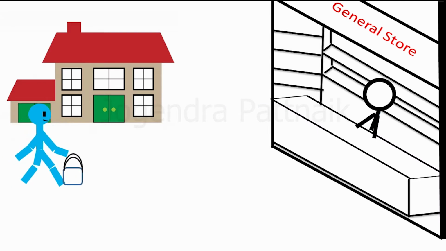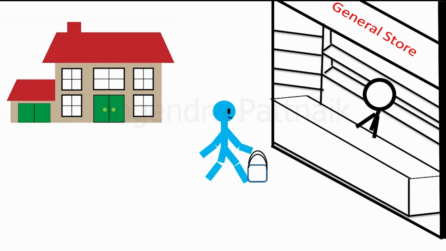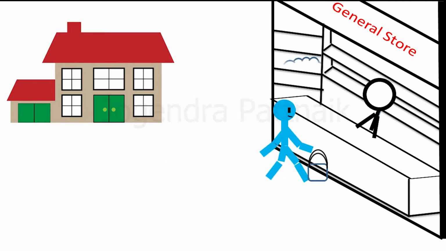You went to a grocery shop with a list of items. You requested the shopkeeper for items and the shopkeeper responded by either giving the items or giving an excuse for unavailable items. Here the concept is very simple. You request an item and the shopkeeper responds.